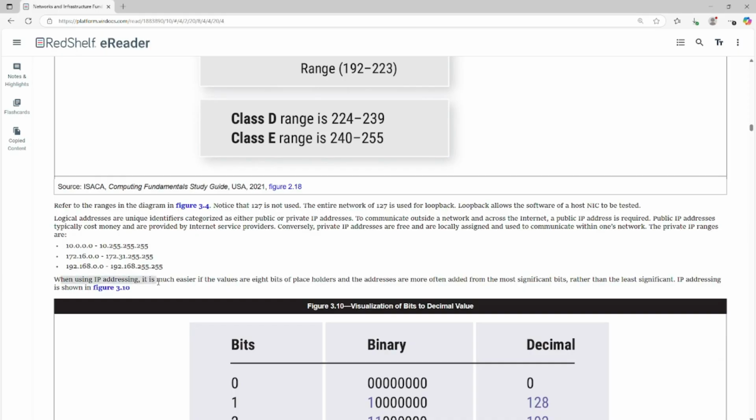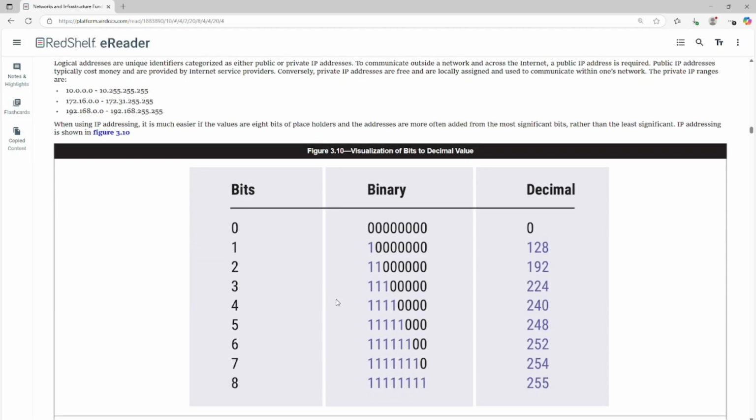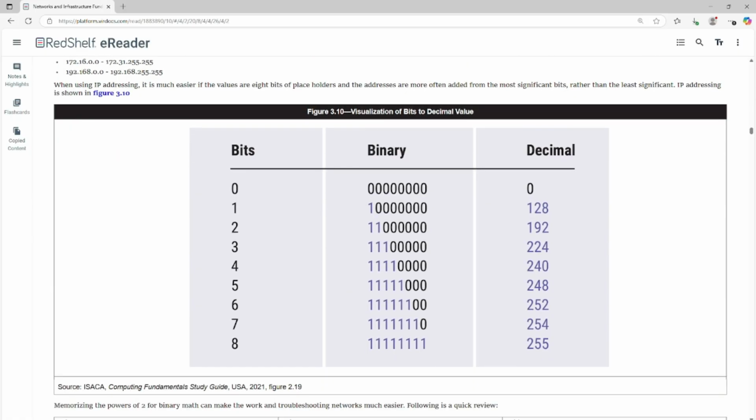When using IP addressing, it is much easier if the values are 8-bit placeholders, and the addresses are more often added from the most significant bits rather than the least significant. IP addressing is shown in figure 3.10. The diagram in figure 3.10 gives you a visualization of bits to decimal. It makes it very easy for you to calculate, just by looking at it.